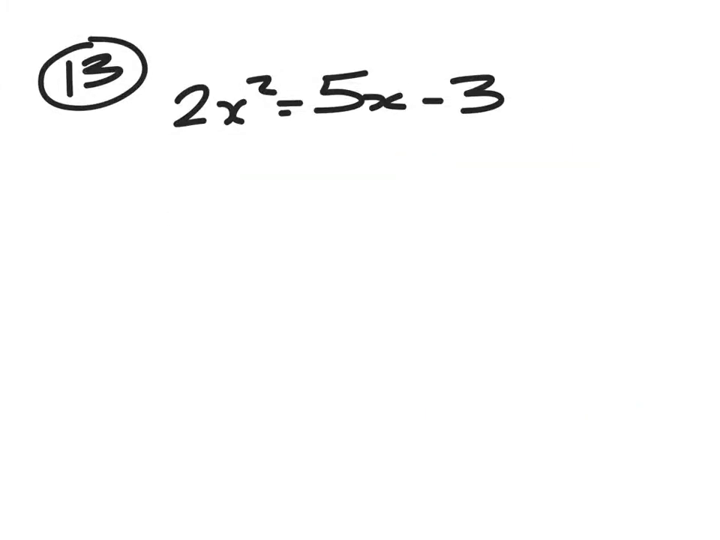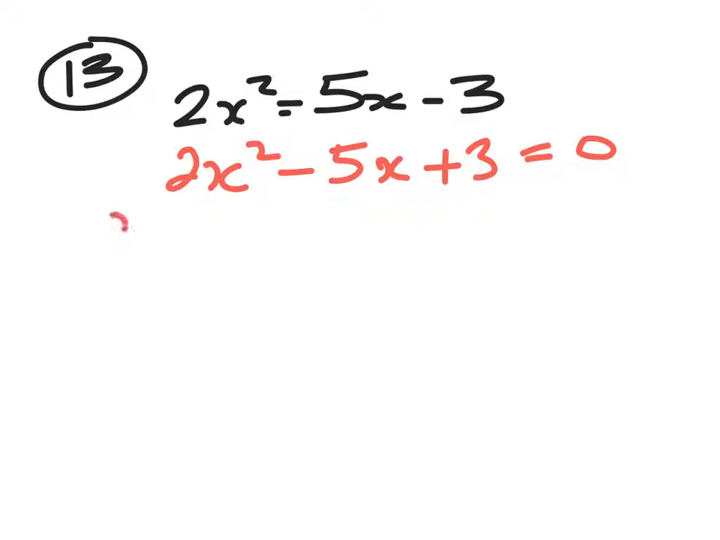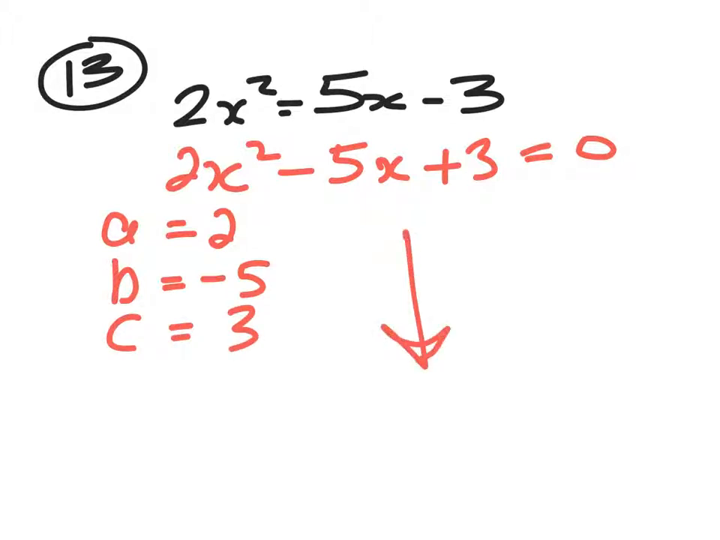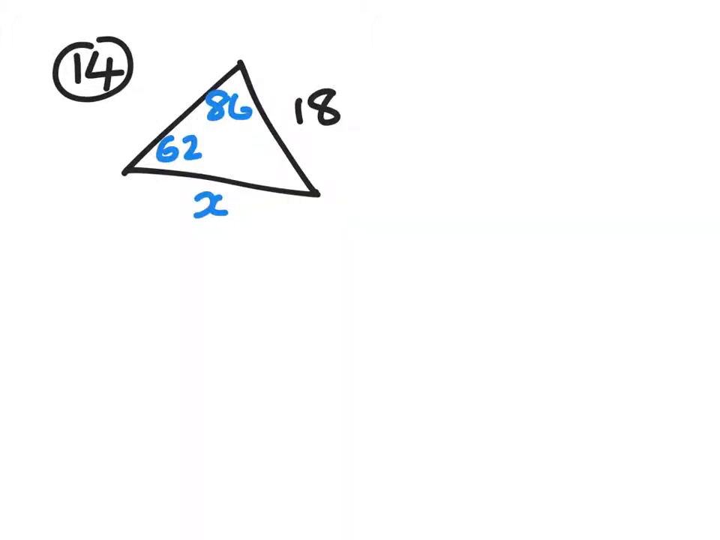Question 13, the formula question. You can only do the formula when you rearrange it to equal 0. Then you get your value for A, then you get your value for B, then you get your value for C, and you should work through the question and it pops out answers as x equals 1 and x equals 3 over 2. Check that. If it's not working, come and ask.